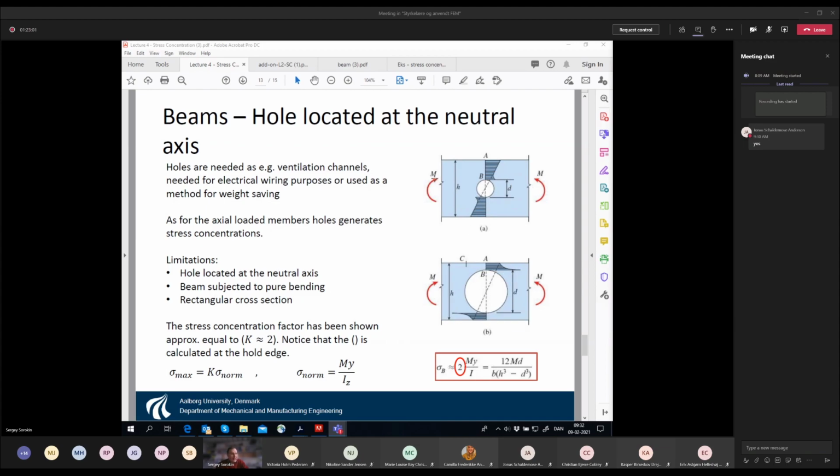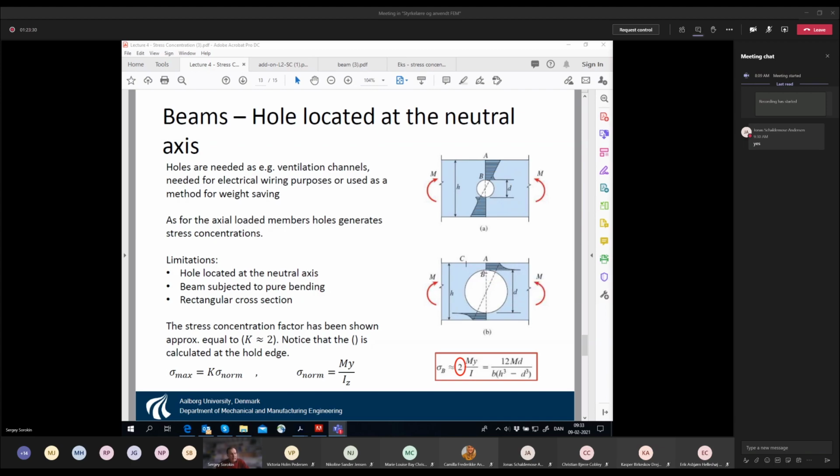So once again, it's the same moment. You have the small hole. If you have a smaller and smaller hole, you have a larger and larger stress concentration factor. But the nominal stress becomes smaller and smaller because you come closer to the neutral axis. And here, if you have a large hole, then on one hand, of course, you have a decrease in the stress concentration factor. But on the other hand, the nominal stress grows.